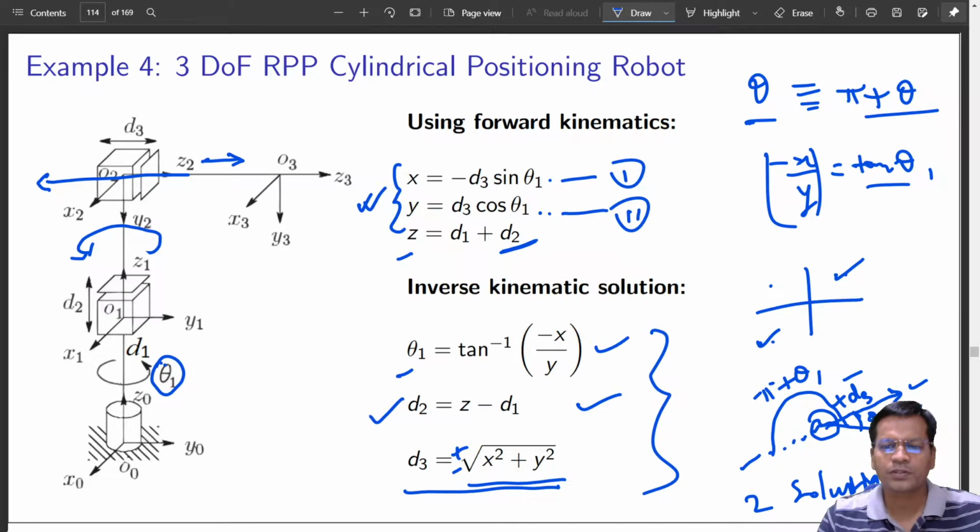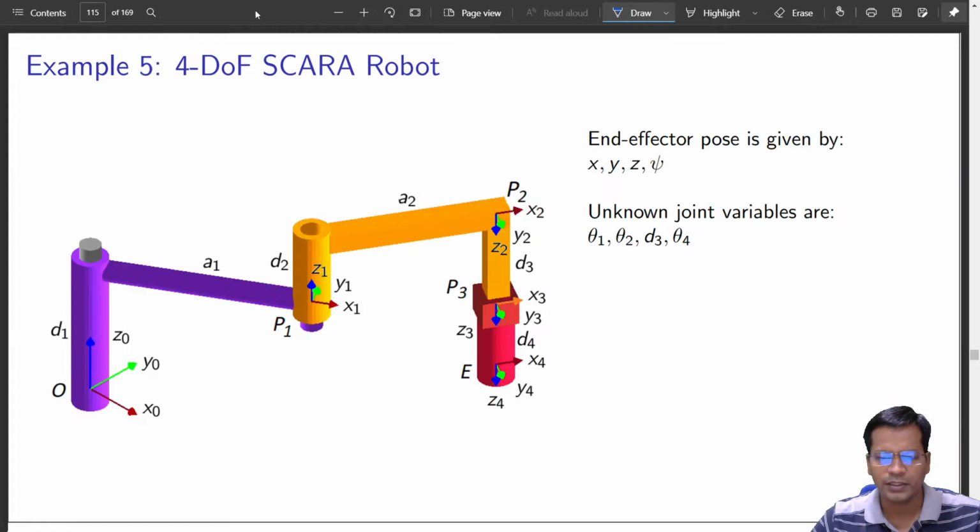Clear? So this is a robot which has two solutions. This was a quick recapitulation of what we did so far. Okay, so now moving ahead to industrial robots, that is the topic of today's lecture. So moving ahead with the 4 degree of freedom SCARA robot.